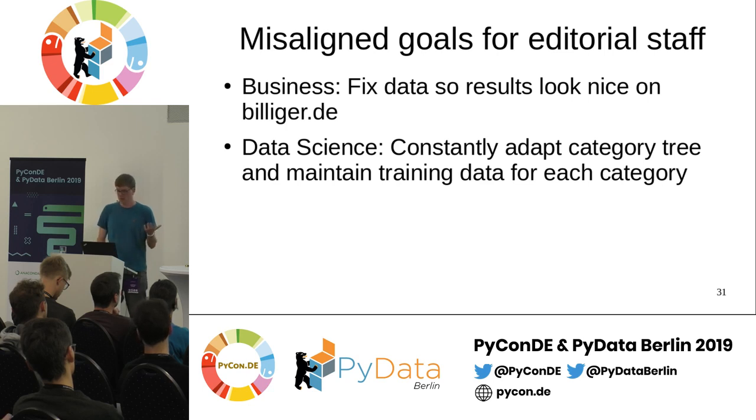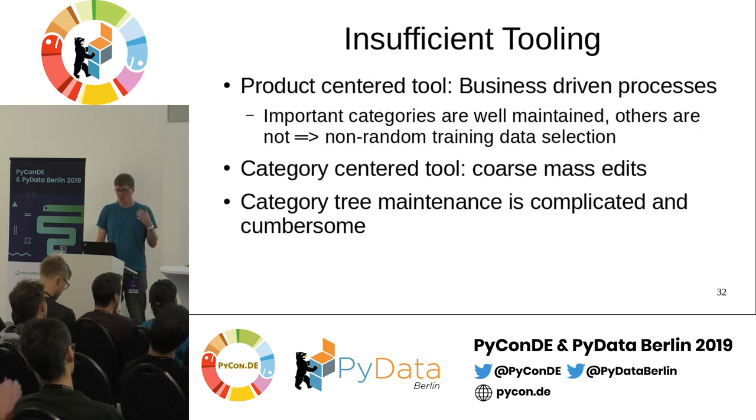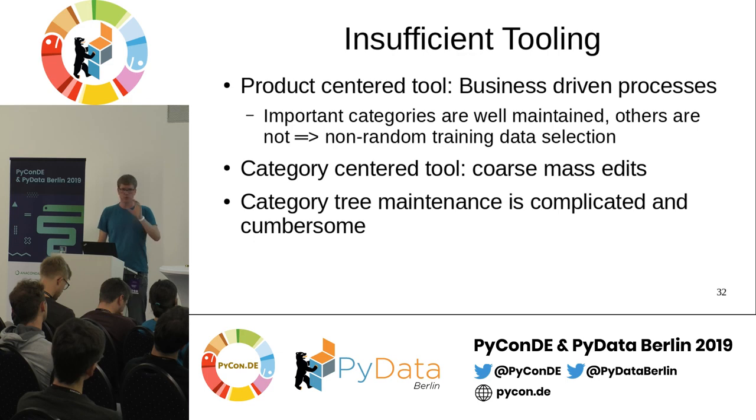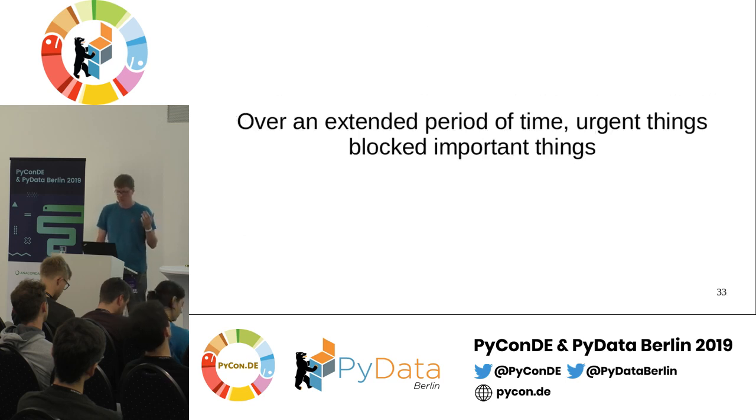But it didn't happen. One reason was insufficient tooling. There was product-based tooling where you edited the most important products, which means the most sold products, and category-centered editing where you do mass edits. That's where the most errors come from. And also maintenance is cumbersome. So over an extended period of time, the urgent things blocked the important things.